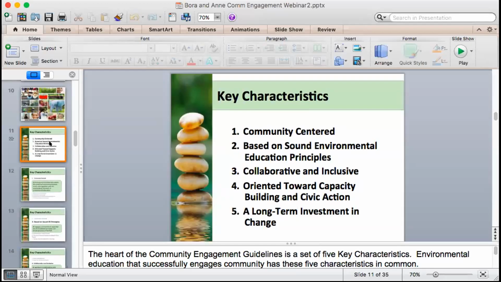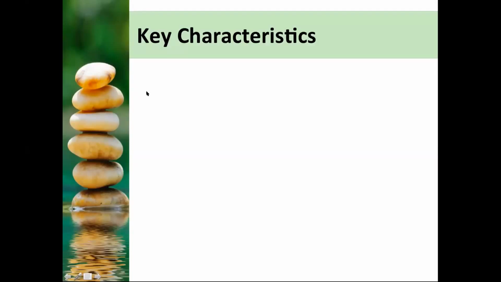And so now let's take a closer look into what the guidelines cover. If you take a deeper look, you'll see that the heart of the community engagement guidelines is a set of 5 key characteristics.